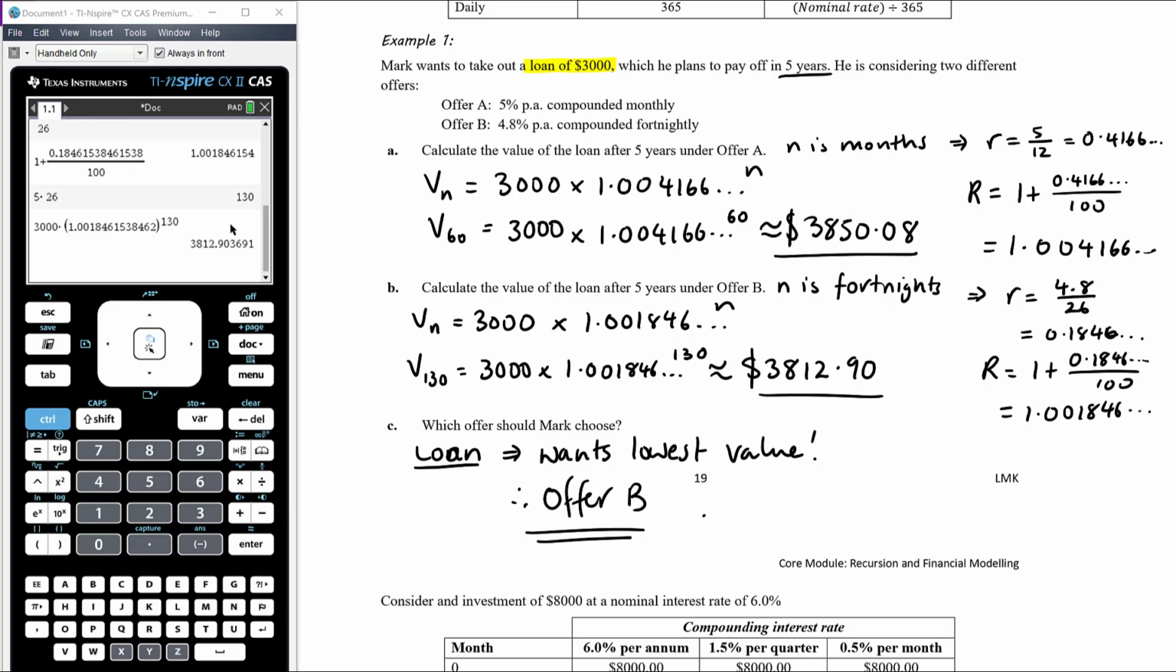If it was an investment and he was putting the money in the bank and earning that interest, then he would definitely want offer A. So be careful about the question.